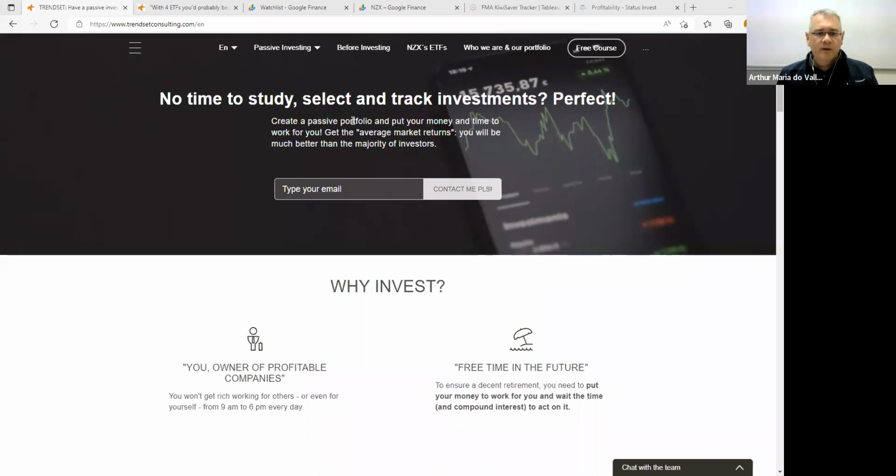So basically, the passive investing strategy is the one where you don't waste your time looking at the market or following the news or trying to find the next big company. You just buy something, and I will explain, of course, and then you almost forget, okay?